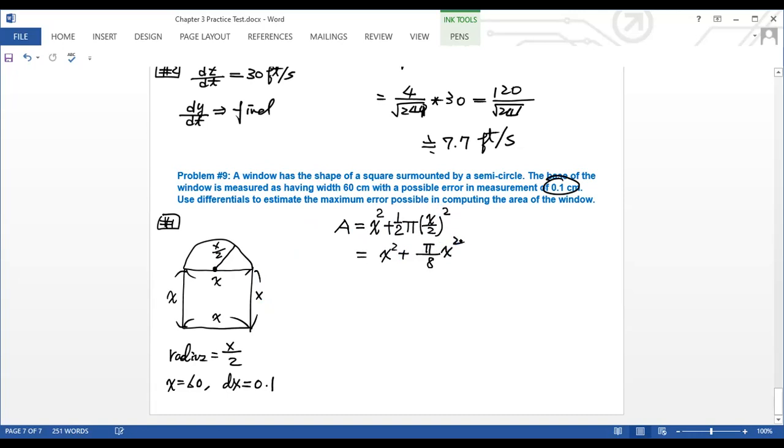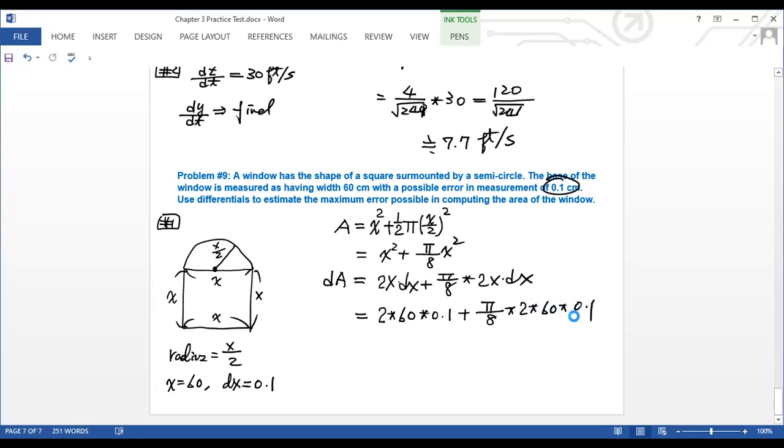Now I'm going to find the maximum error, so I'm looking for dA, the differential. Here it is 2x dx plus pi over 8 times 2x dx. Now I can just plug in the values. What is x here? So this is 2 times 60 times dx, which is 0.1, plus pi over 8 times 2 times 60 times 0.1.